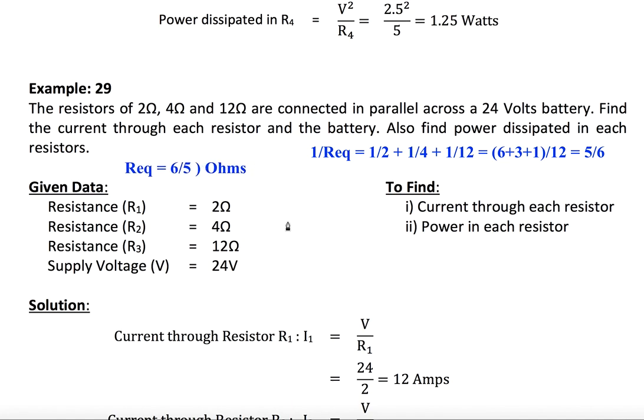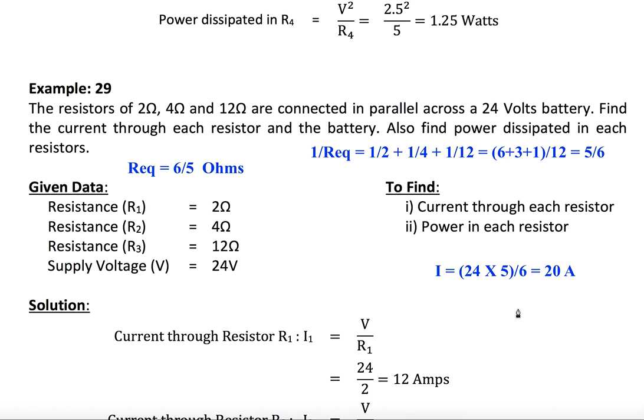Okay. What about the current through the battery? Total current I. I equal to 24, total voltage, upon resistance, that is 24 into 5 divided by 6. 6 4s are 24, so this becomes 5 4s is 20 amps. Okay, that is the current flowing through the battery.